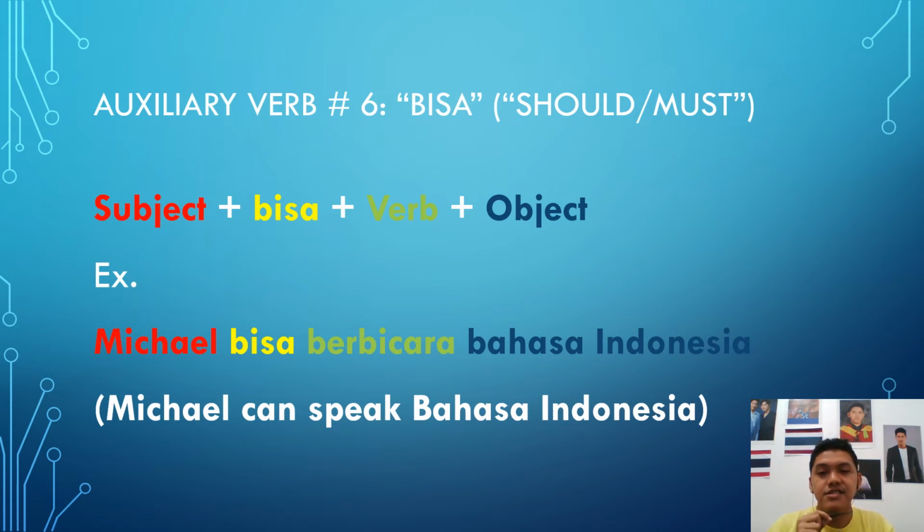Another auxiliary verb is "bisa," or can. In this sentence, it is used for the ability of doing something. For example, "Michael bisa berbicara bahasa Indonesia," which means Michael can speak bahasa Indonesia.